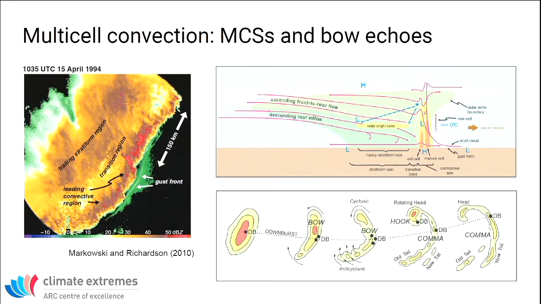And you'll notice in this case that the bow isn't symmetric. While initially it might be fairly symmetric, over time you get this asymmetry, where you've got a more pronounced what's referred to as a comma structure on the northern side. This is a northern hemisphere feature. In the southern hemisphere, this feature would be on the south side, and it's because of the effects of the Coriolis force, which over time favors one end of the line over the other.